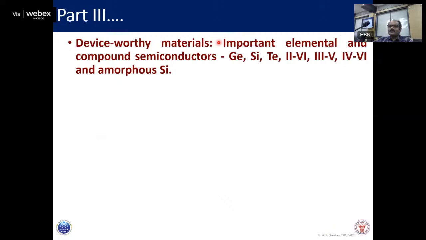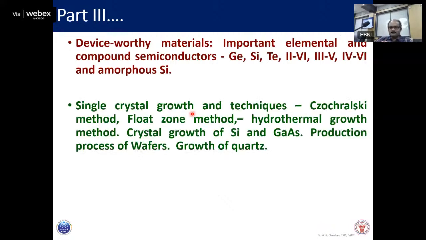So as per the syllabus, the important elemental and compound semiconductors are germanium, silicon, tellurium, II-VI, III-V, and IV-VI compound semiconductors, and amorphous silicon. The other part which is left is single crystal growth and growth techniques. Methods are like the Czochralski method, float zone method, and other crystal growth methods, hydrothermal growth methods, crystal growth for silicon and gallium arsenide, production process of wafers, growth of quartz.